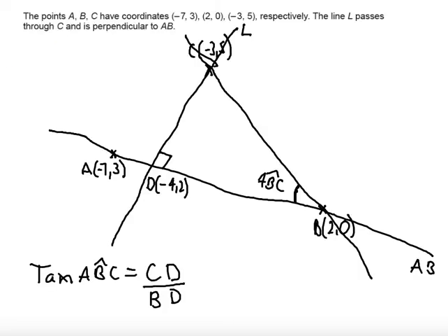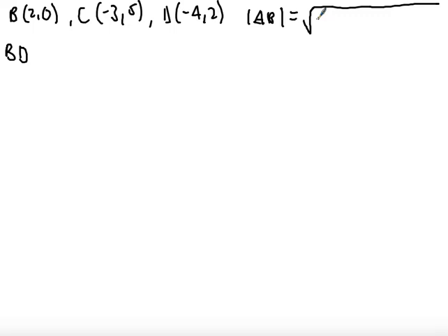C is, I believe, at -3, 5. And D, we know, is -4, 2. So first of all, let's find the length of BD. It doesn't matter which one we do first of all. We're going to do this using the length of a line, so that's length of AB. Remember, AB is any side. This is given as the square root of x1 minus x2 squared plus y1 minus y2 squared.